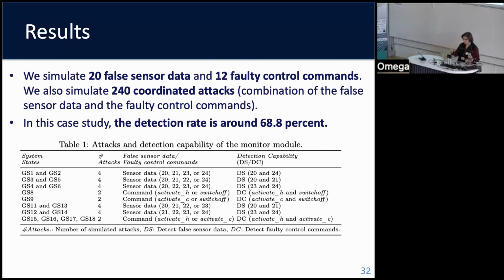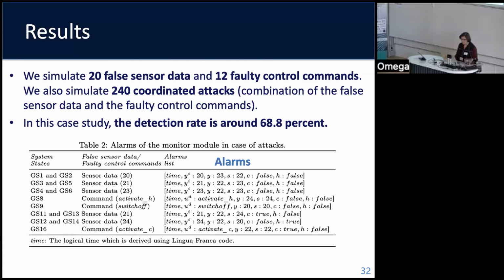Okay, for this system, we again had all these attacks modeled, and this is now at runtime, so we can just have an alarm going off if something goes wrong. The detection rate is around 68.8.